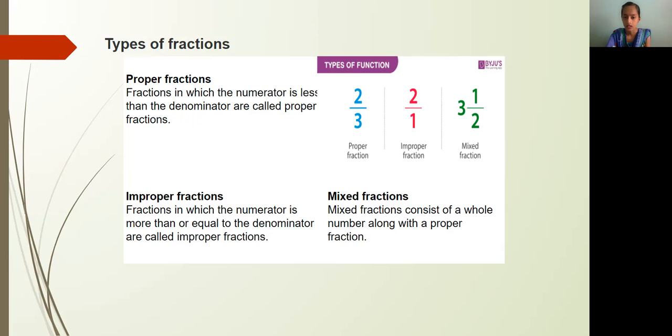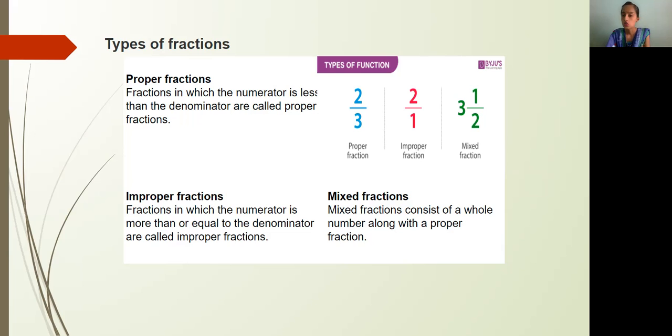What is a mixed fraction? Mixed fractions consist of a whole number along with a proper fraction. The name itself shows it is a mixture of a whole number as well as a proper fraction. That is called a mixed fraction. For example, 3 and 1/2 is a mixed fraction. 3 is a whole number, 1/2 is a proper fraction. 1/2 is a proper fraction because 1 is less than 2.